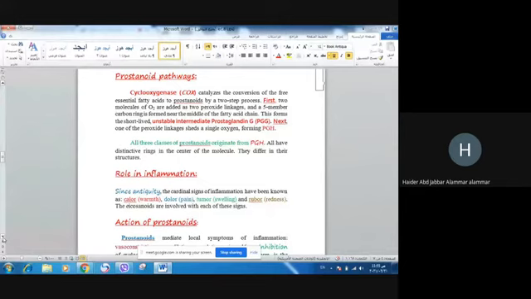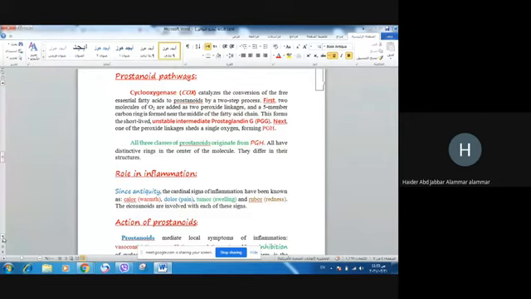As we said, regarding prostaglandin synthesis, we have the enzyme cyclooxygenase, which catalyzes the conversion of free essential fatty acids to prostanoids by a two-step process. In the first step, two molecules of oxygen are added as two peroxide linkages, and a 5-member carbon ring is formed near the middle of the fatty acid chain. This forms a short-lived unstable intermediate, prostaglandin G.